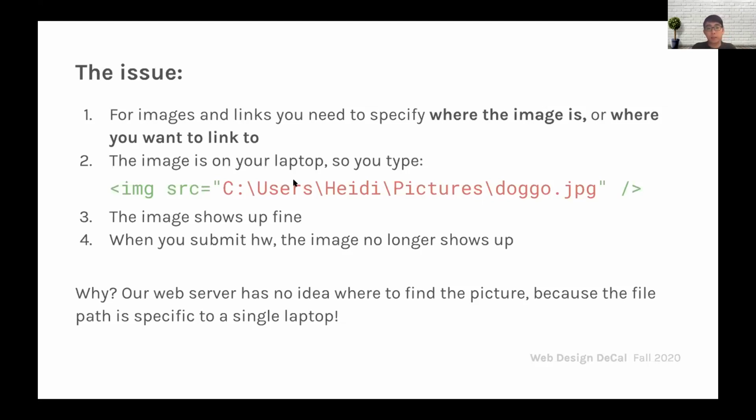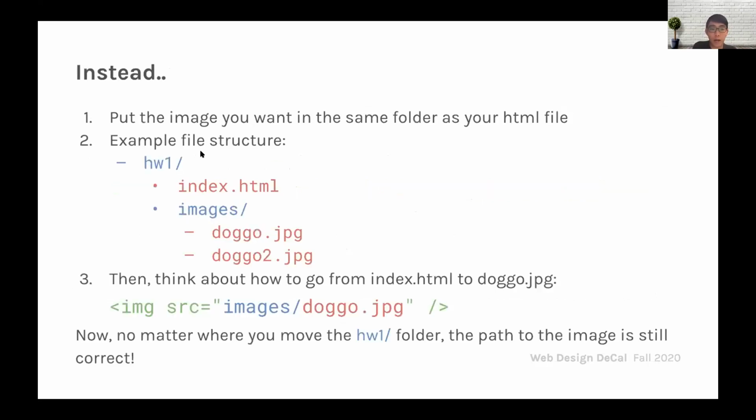Why? Because this file path is telling us to go onto Heidi's computer, go into her Heidi user, open her pictures folder, and then grab the image. But once we actually get to the server, we cannot access your computer. So you want to make sure that your file paths are correct and actually work.